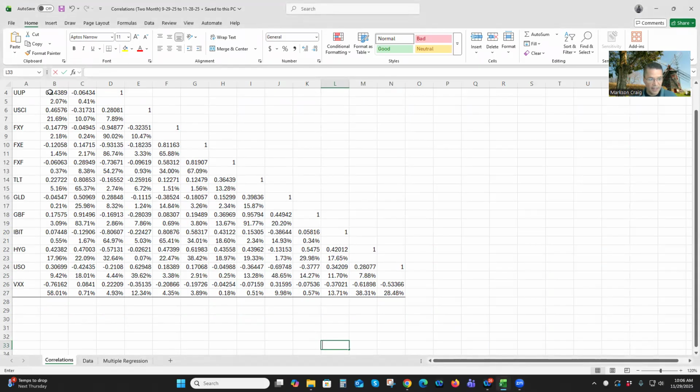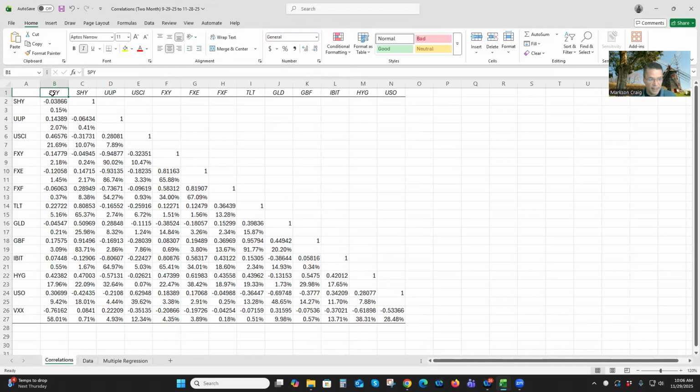You see on the top here, the independent variable, as I mentioned, is SPY. The dependent variables are on the far left column. SHY is a short-term government note ETF, which pretty much tracks the 2-year U.S. government note. UUP is an exchange-traded fund which tracks the dollar.